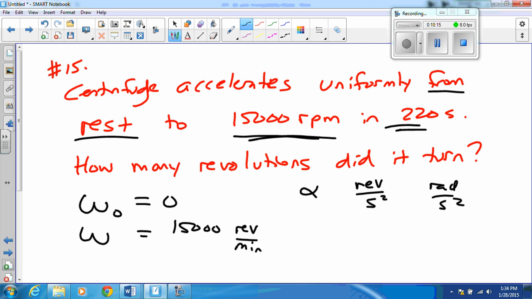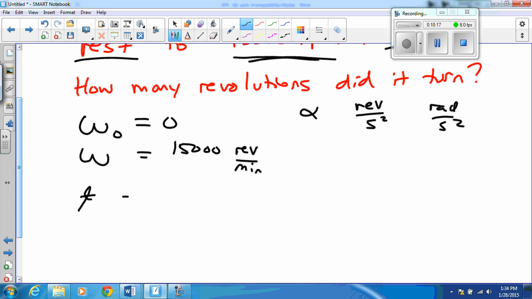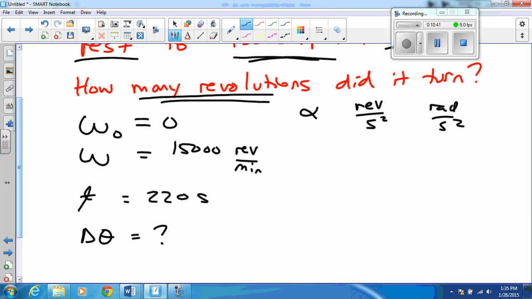And of course, the 220 seconds is the amount of time that it takes. And now they're asking for how many revolutions it turned, and revolutions is measuring actual angular displacement, the delta theta. It's measured in revolutions. And so this is what we're trying to define.